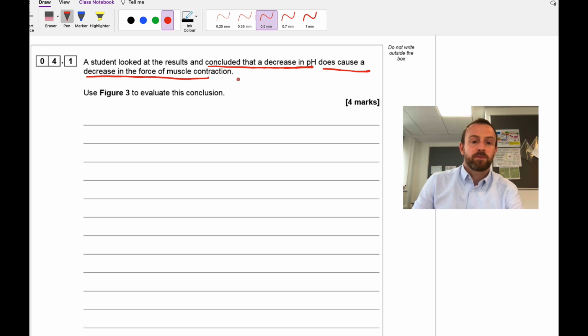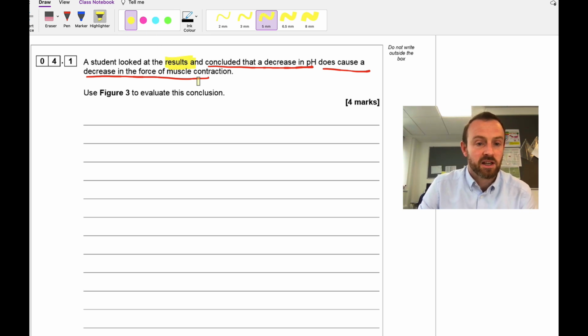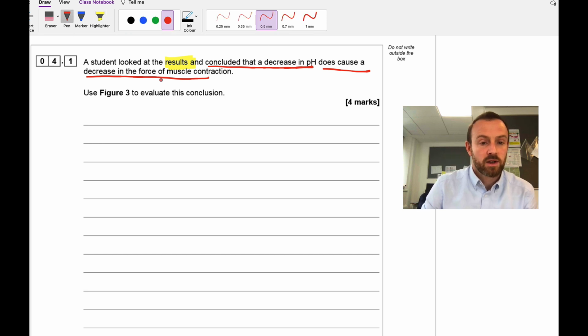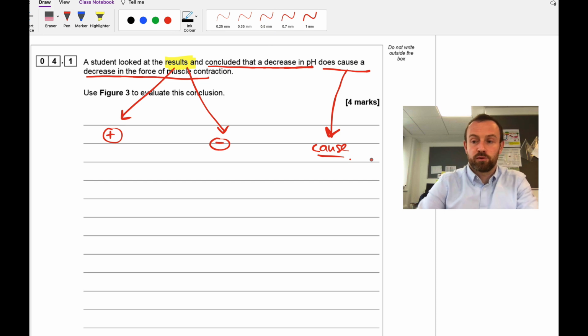Here are some clues. First of all, we need to look at the results and say, does this confirm or deny? There's going to be some positive things from the results and some negative things, a positive for the evaluate and a negative for the evaluate. And then there's causality. We can't really prove it. We're looking at correlation. We have no statistical tests.